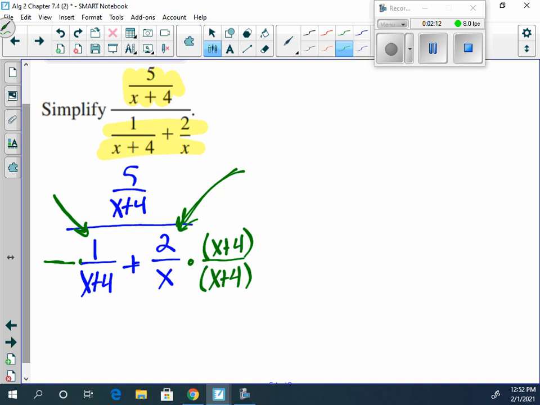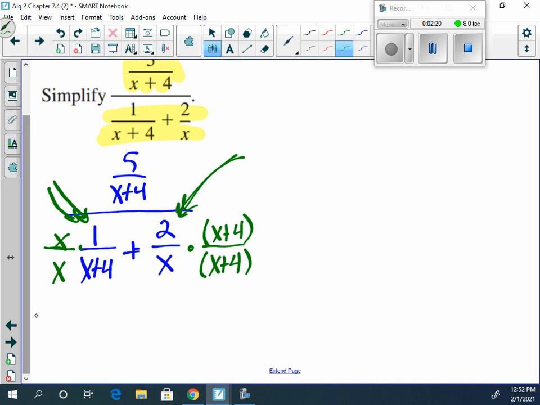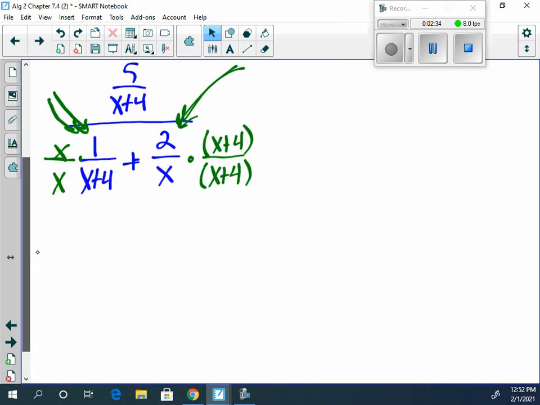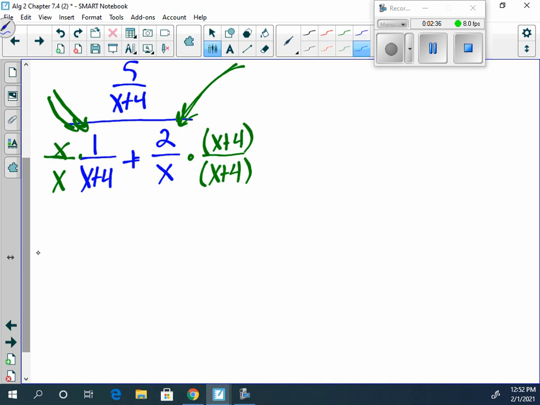Now we're going to do the same thing in the other direction. What does this one have that this one doesn't? And that would be x. So we're multiplying the 1 on the left by x over x, and we're multiplying the 1 on the right by x plus 4 over x plus 4. And we're doing this so that the denominators are the same.